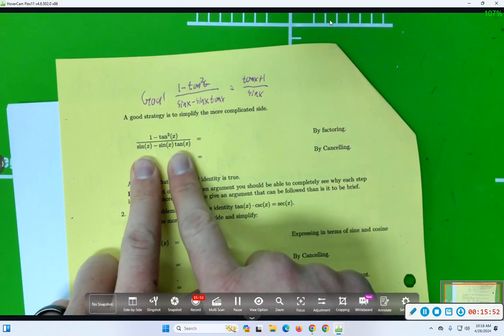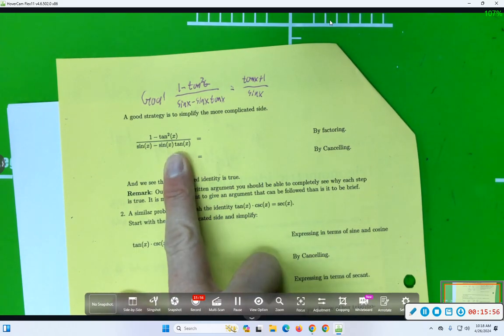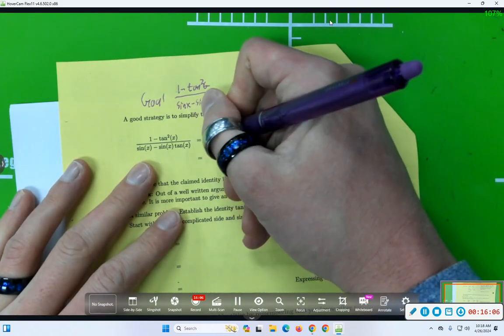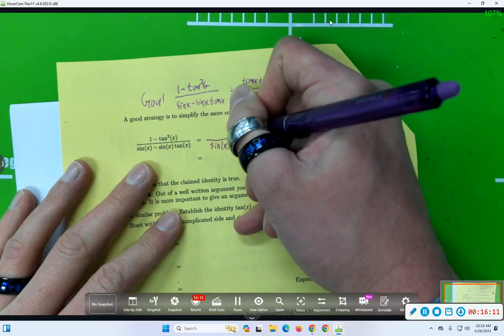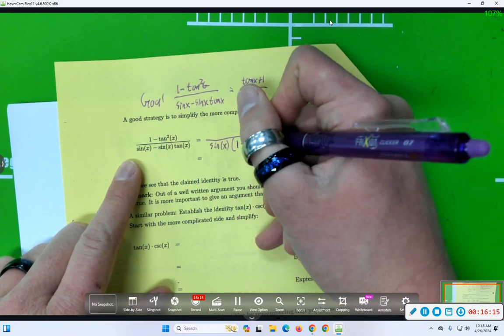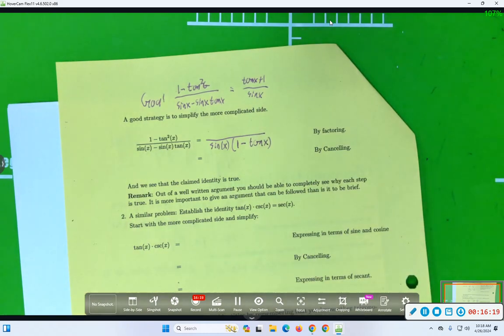So let's look at this side. I certainly see a bunch of signs in the denominator, right? In fact, does everything in the denominator have a sign next to it? Oh, that's exactly the situation when you can factor out a sign. So let's factor the denominator by factoring out a sign. When I factor out the sign, I'm left with 1 minus tangent x. That feel pretty okay?